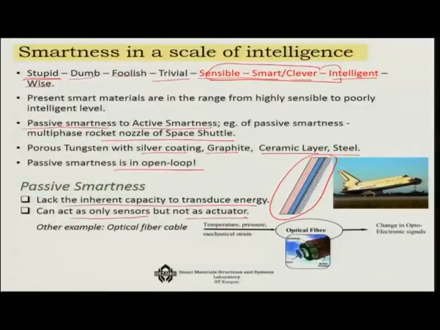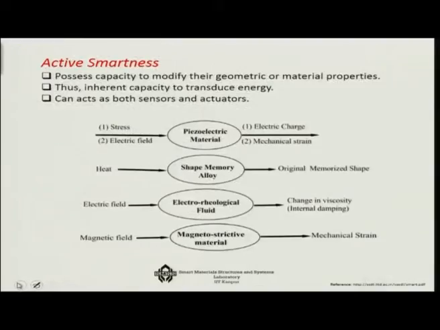So active systems, on the other hand, can actually change themselves. Now, if you look at active smartness, then the features that you will see is that they can modify their geometric or material properties. Thus, they have an inherent capacity to transduce the energy, and they can act both as sensors and actuators. Of course, there are some very specific materials like optical fiber, which are generally not used as actuators, only as sensors.